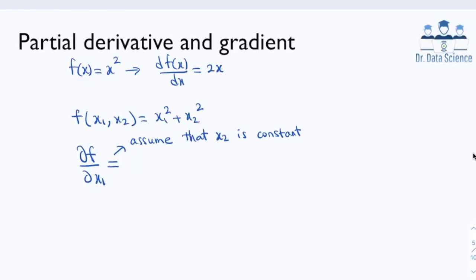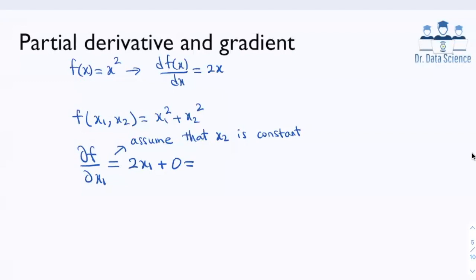So if x2 is constant, let's say it's 1 or 2, any constant value you want to pick, then I get x1 squared, and I know that the derivative of x1 squared with respect to x1 is 2 times x1. Then I have the partial derivative of x2 squared with respect to x1. But remember, x2 is constant. And what's the derivative of a constant? It's 0, because a constant doesn't change. So the partial derivative is equal to 2 times x1.